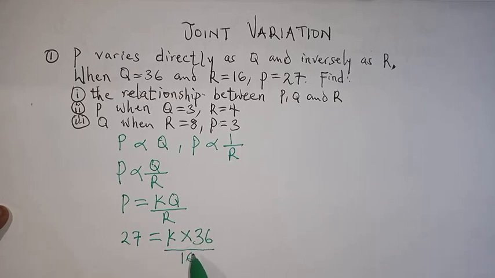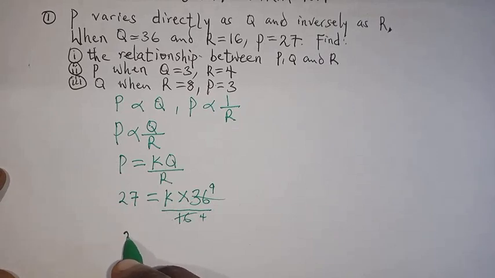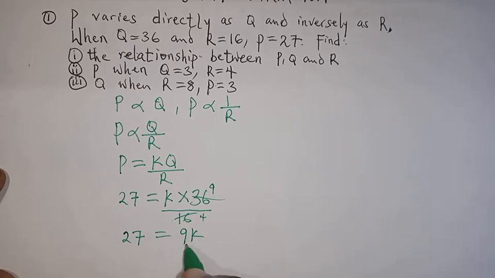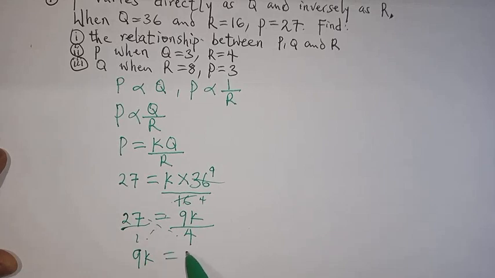So what I'm simply going to do is to try to split this. 4 goes in 36 9 times. 4 goes here 4 times. So I am going to be left with 27 equals 9K over 4. Then cross multiplication is going to give me 9K equals 27 times 4.